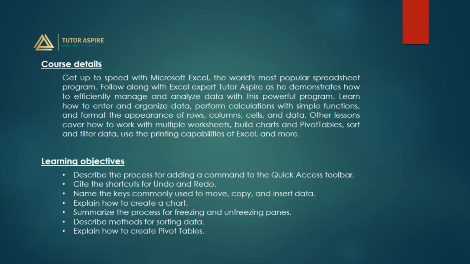Learning objectives. Describe the process for adding a command to the quick access toolbar. Cite the shortcuts for undo and redo. Name the keys commonly used to move, copy, and insert data. Explain how to create a chart. Summarize the process for freezing and unfreezing panes. Describe methods for sorting data. Explain how to create pivot tables.